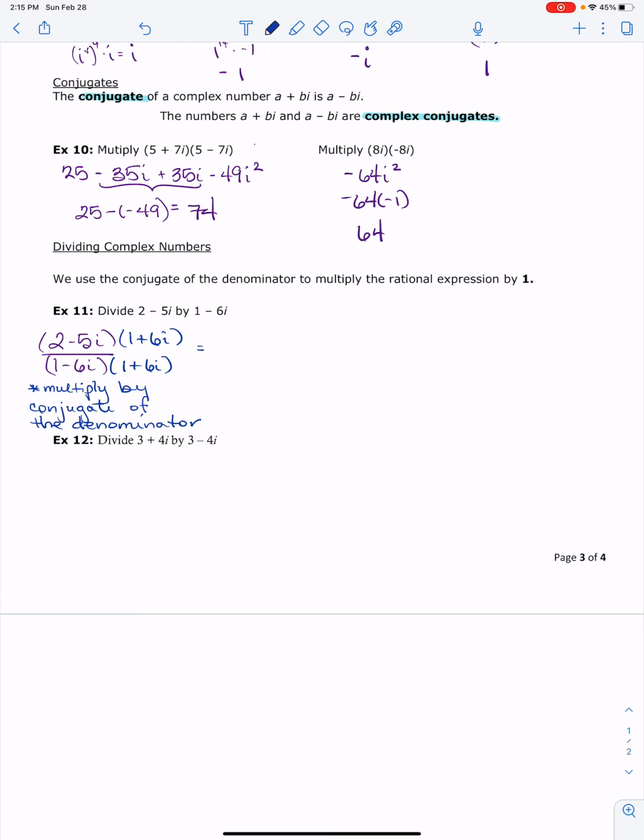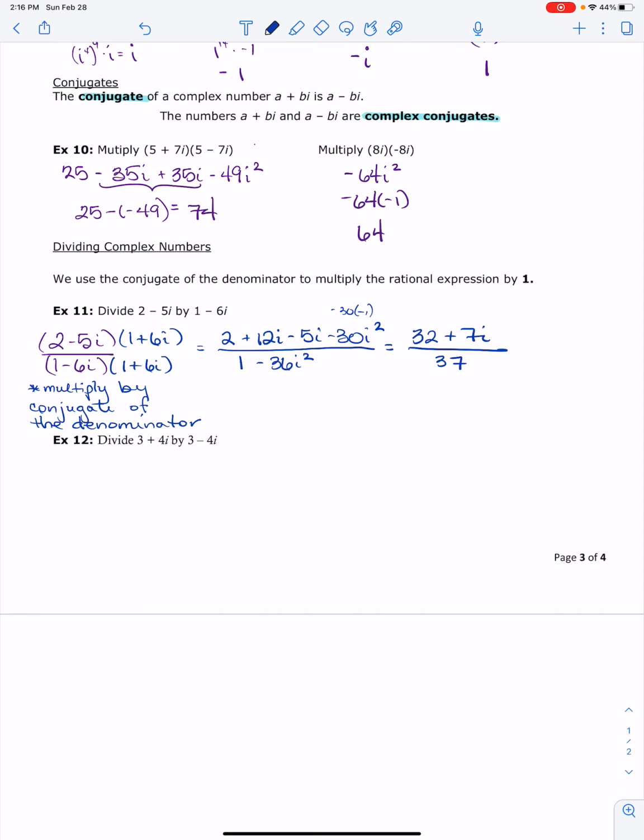And so I get 2 times 1, which is 2, plus 12i, minus 5i, minus 30i squared. 1 times 1 is 1, plus 6i, minus 6i. Those are going to cancel, minus 36i squared. Let's combine like terms. I got minus 30 times negative 1, which is going to give me a plus 30 plus 2, so 32 plus 7i over 1 plus 36, 37.